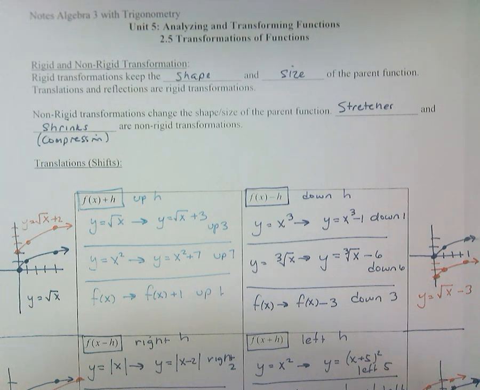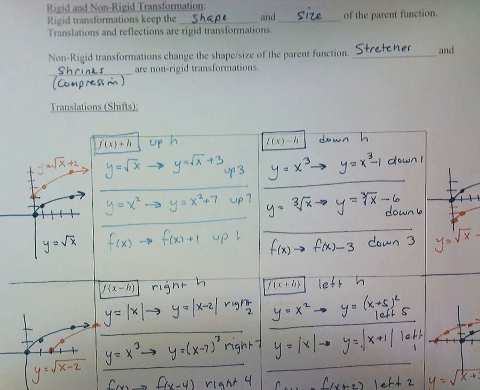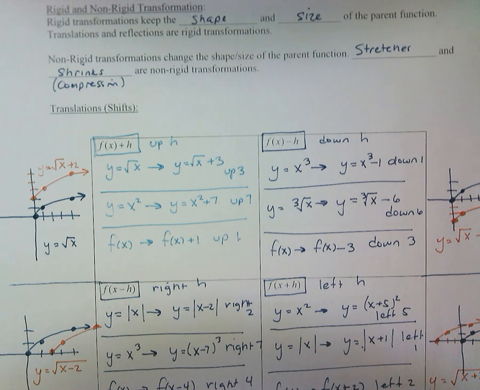Hey, this is the video for the notes for Unit 5 in Algebra 3, Section 2.5, Transformations and Functions. This is the second video for this section. For the first video, we talked about translations. There are rigid transformations. You can move up, down, left, and right.